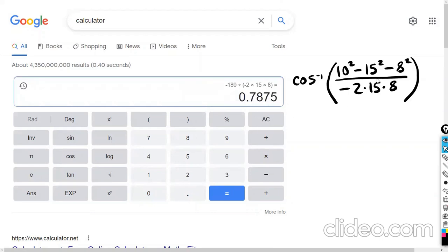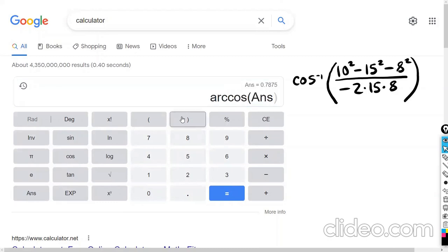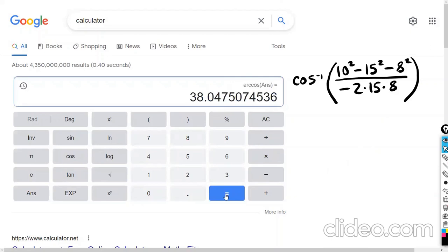And now this is the equivalent to the number in the parentheses. So I want to take the inverse cosine of that answer. Click INV for inverse cosine, and then click ANS for answer and close parentheses. So we're taking the arc cosine or inverse cosine of what we calculated here. Hit equals. They said round to the nearest degree, so 38.0 is just 38 degrees.